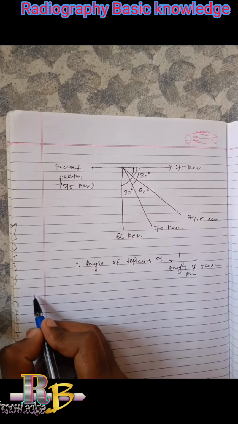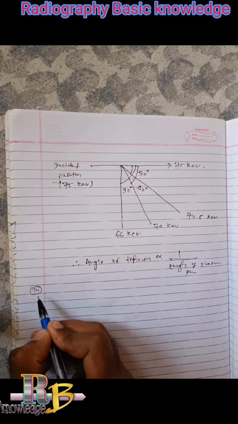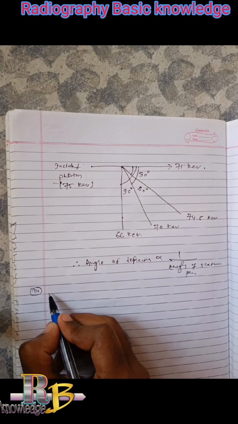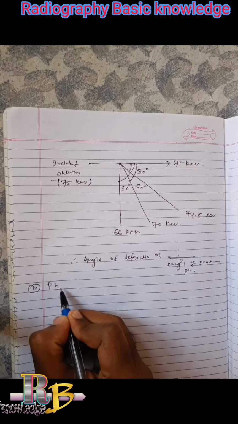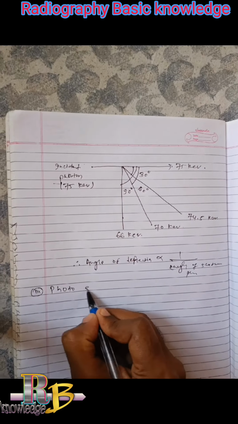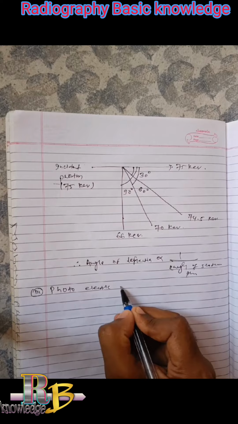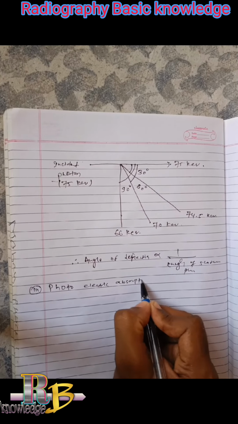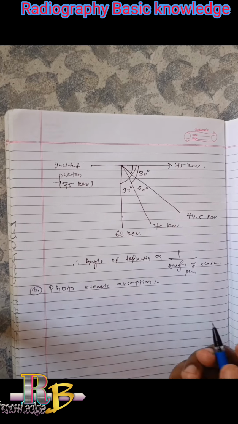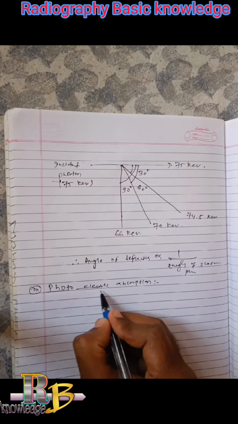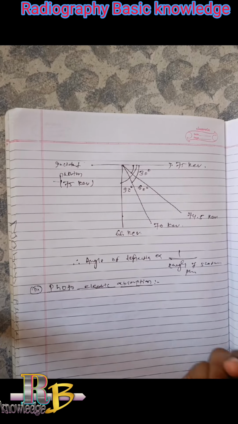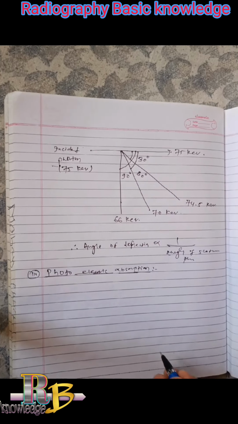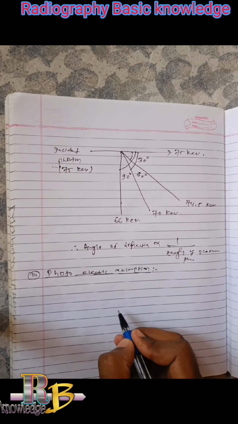Another process, number 3, is photoelectric absorption. This process is the most important process, which is used to produce X-ray.